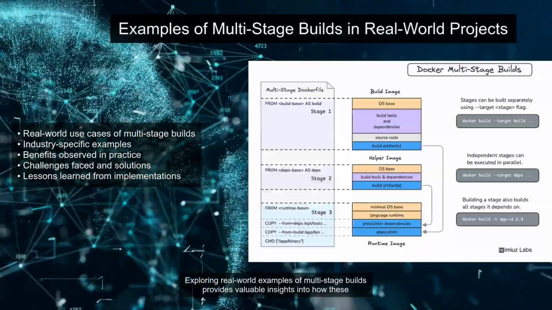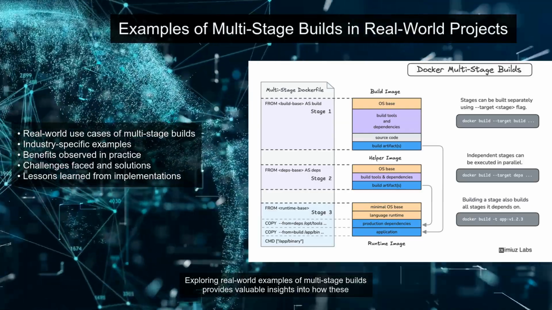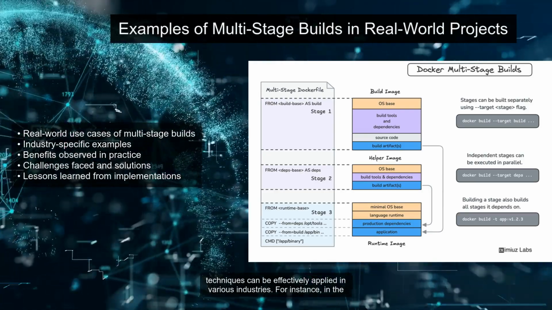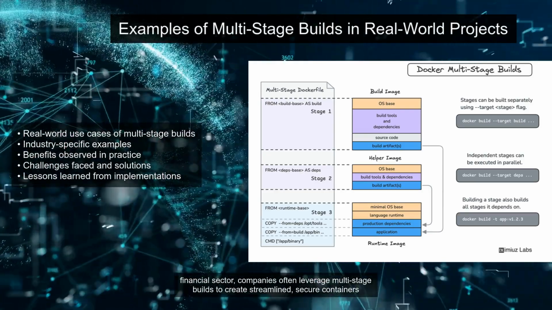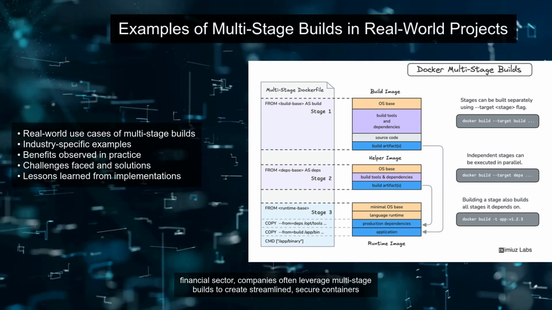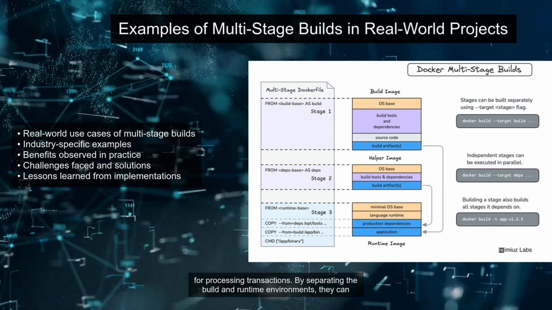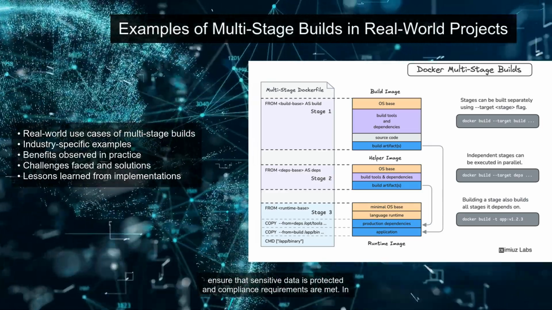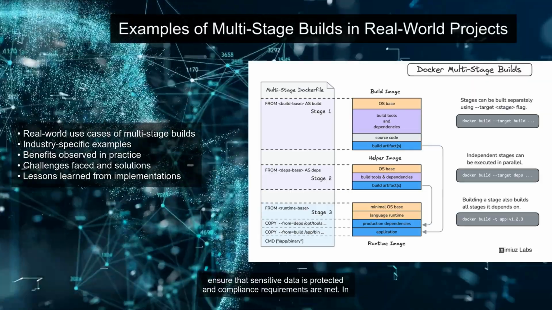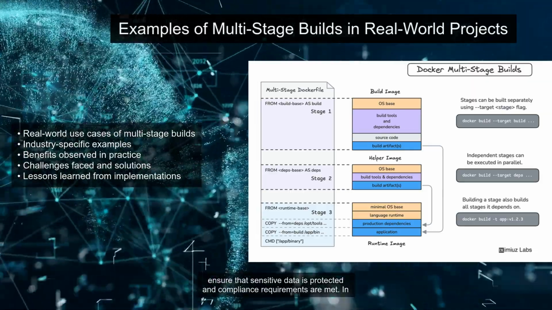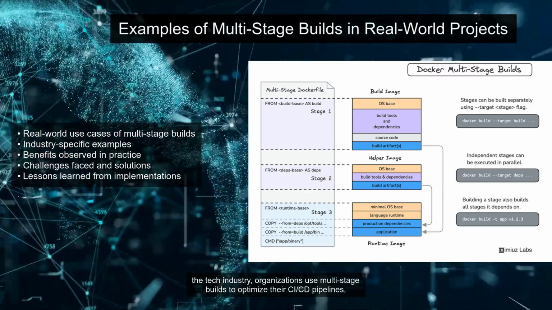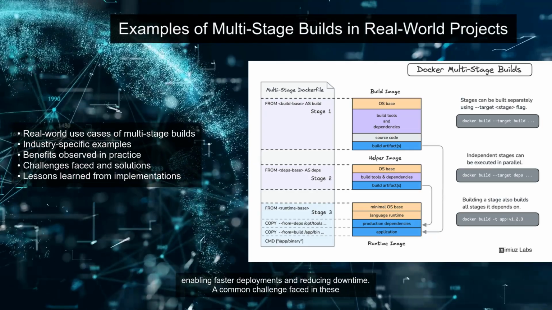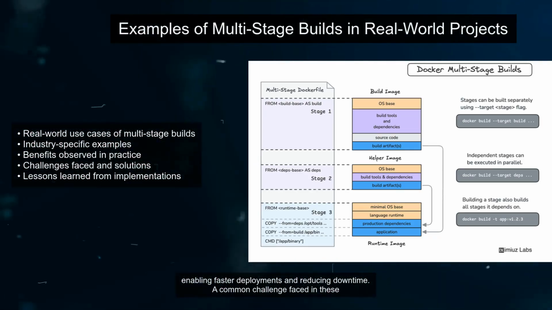Exploring real-world examples of multi-stage builds provides valuable insights into how these techniques can be effectively applied in various industries. For instance, in the financial sector, companies often leverage multi-stage builds to create streamlined, secure containers for processing transactions. By separating the build and runtime environments, they can ensure that sensitive data is protected and compliance requirements are met. In the tech industry, organizations use multi-stage builds to optimize their CI/CD pipelines, enabling faster deployments and reducing downtime.